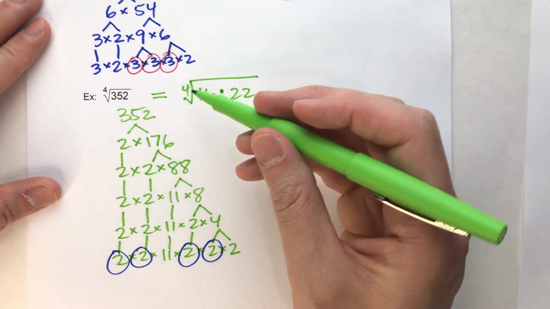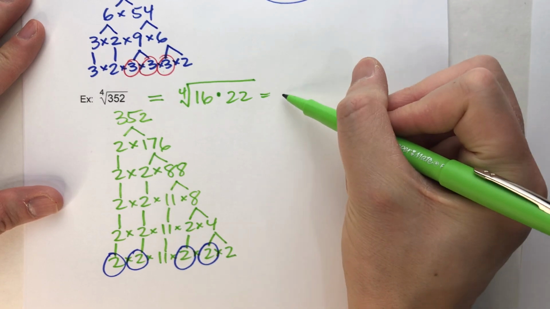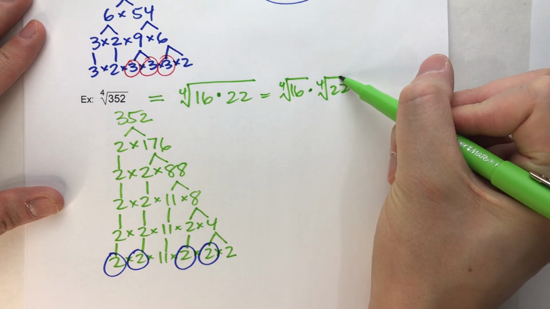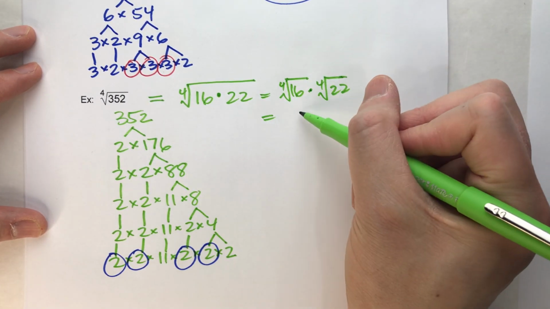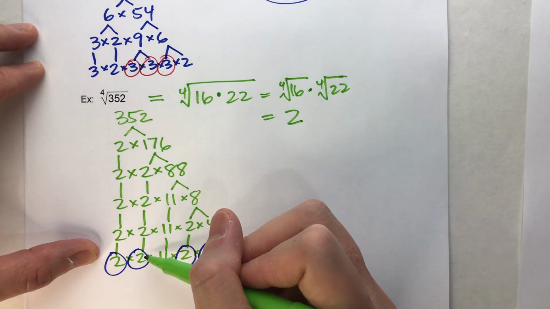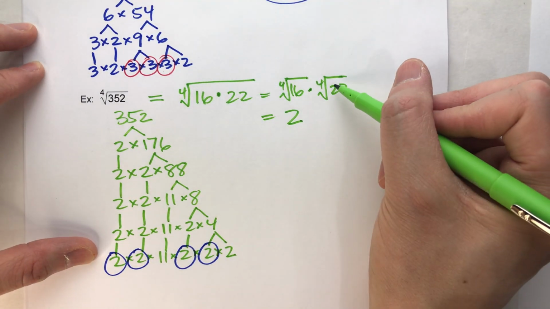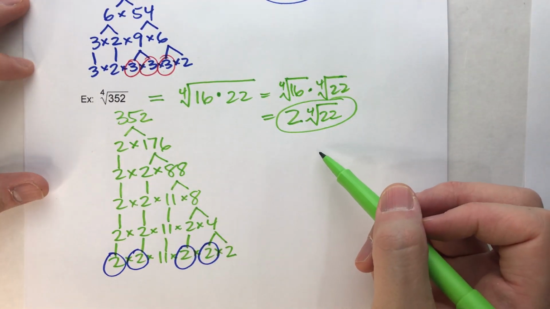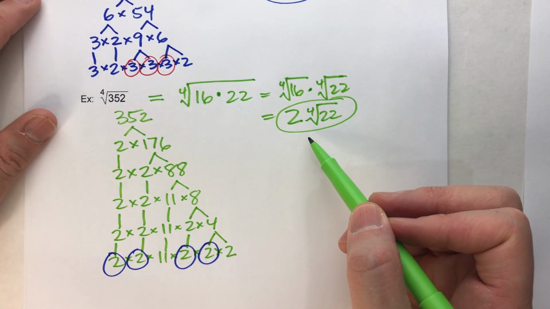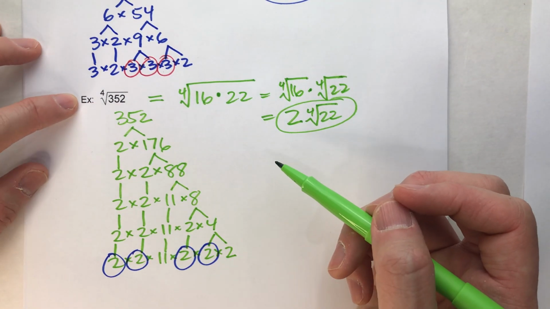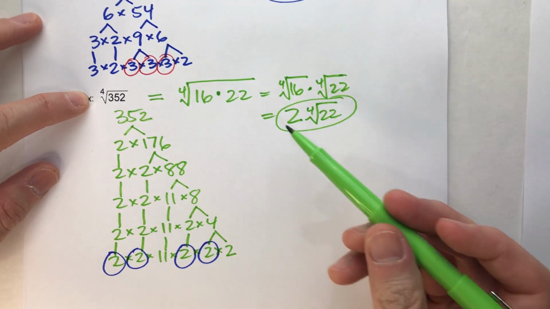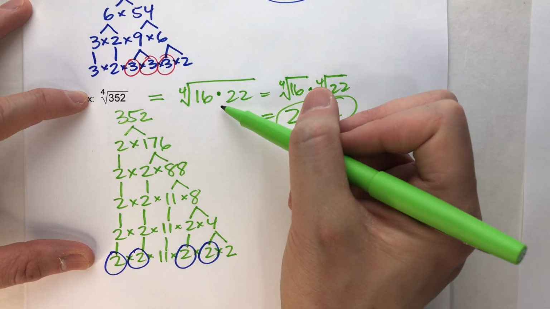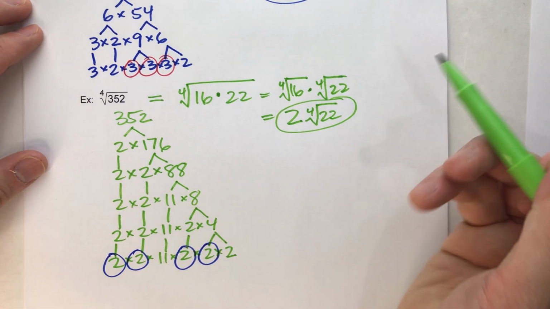All right, so why is that helpful? Because we can rewrite this as the fourth root of 16 times the fourth root of 22. And the fourth root of 16 is 2, which we kind of already knew because 2 times 2 times 2 times 2 got me 16. And the fourth root of 22 is irrational, so I leave it like this. And guess what? We just simplified the fourth root of 352. And I don't even know my perfect, what is it, fourth power numbers, all right? But because I was able to follow this method and look for groups of 4, I could figure out how to simplify the fourth root of 352.